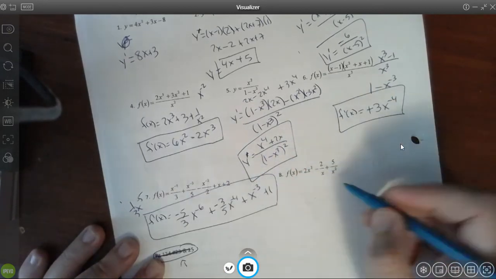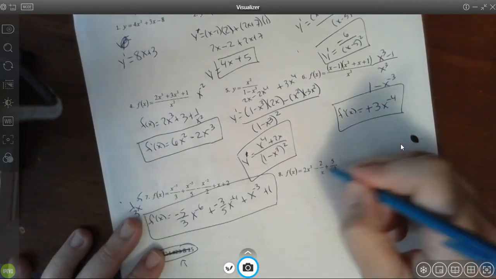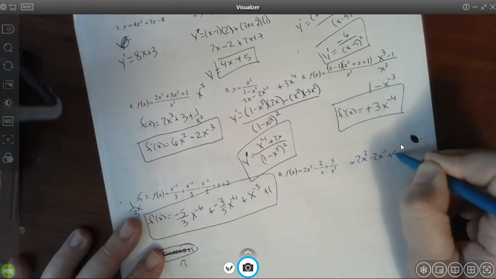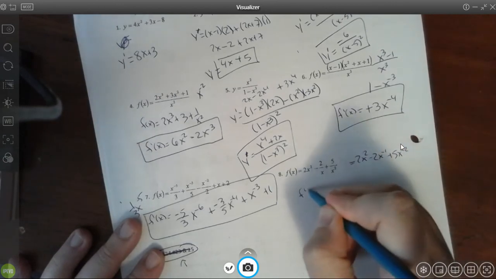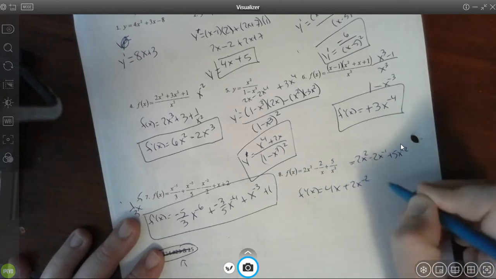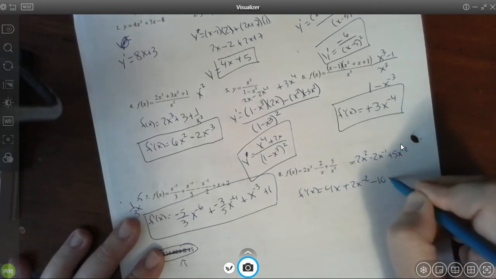All right, and then number 8 right here. Again, just remember, this is the same thing as 2x squared minus 2x to a -1 plus 5x to a -2. So that's going to give me a 4x plus 2x to a -2 minus 10x to a -3.